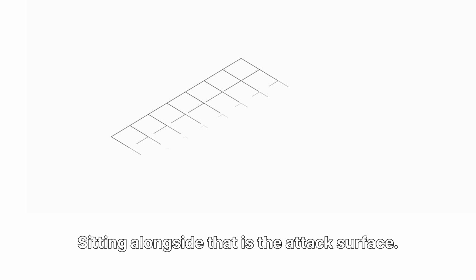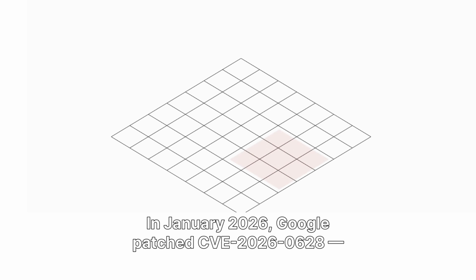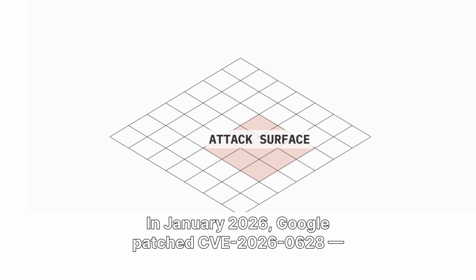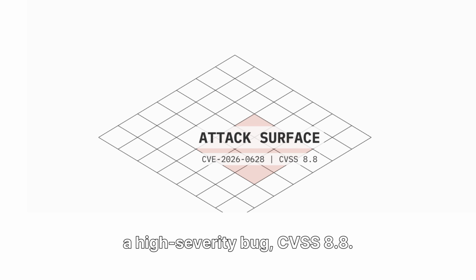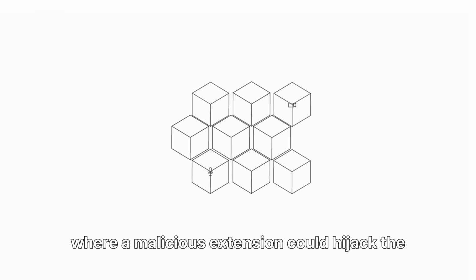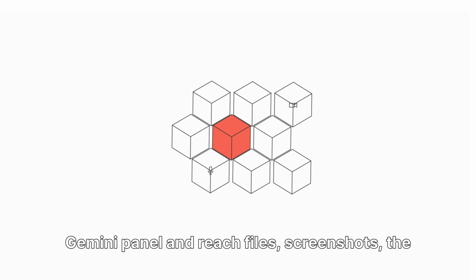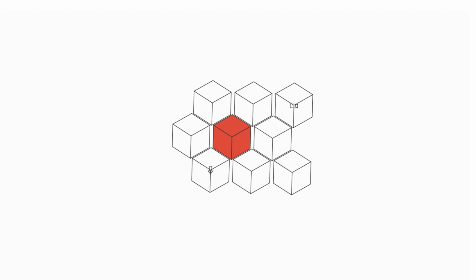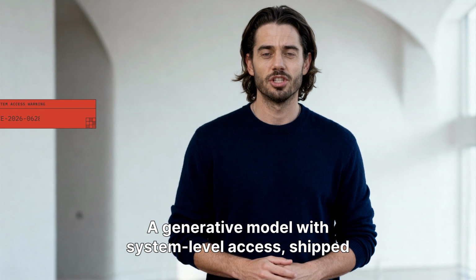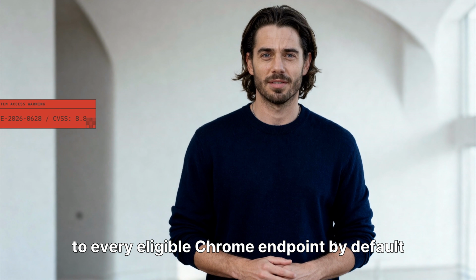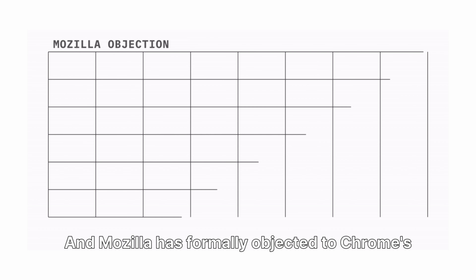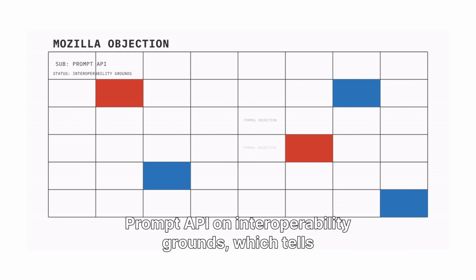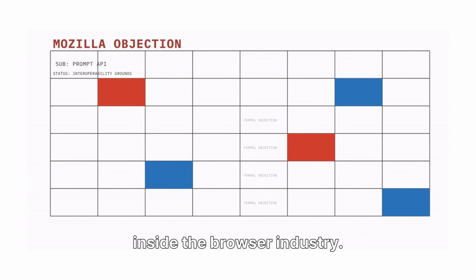Sitting alongside that is the attack surface. In January 2026, Google patched CVE-2026-0628, a high-severity bug, CVSS 8.8, where a malicious extension could hijack the Gemini panel and reach files, screenshots, the camera, and the microphone. It's fixed. The point is the surface. A generative model with system-level access, shipped to every eligible Chrome endpoint by default. The next CVE in that surface hits everyone at once. And Mozilla has formally objected to Chrome's Prompt API on interoperability grounds, which tells you this isn't a settled design even inside the browser industry.